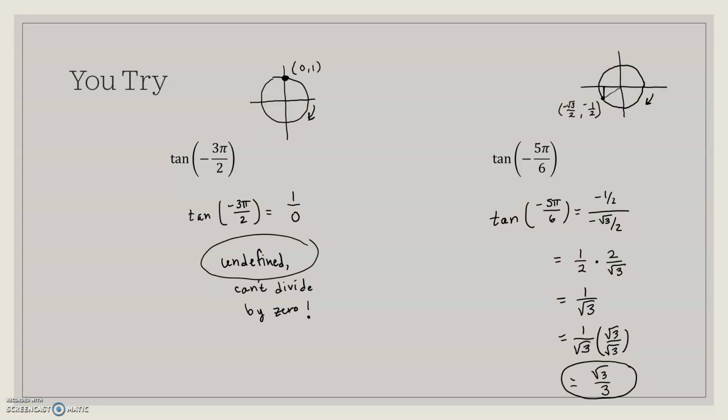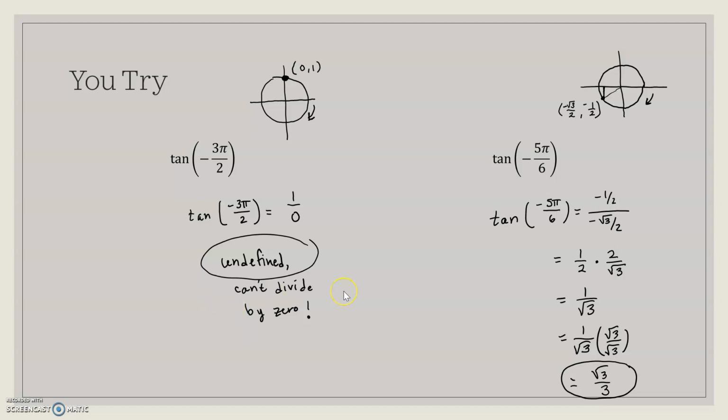And the first one would be the point 0 comma 1. And so tangent is sine over cosine, but that puts a 0 in the denominator. So that means that tangent is undefined. There are places where tangent doesn't exist, and those places are going to be when you're at the top and bottom of the unit circle, because those are the places where cosine is equal to 0.